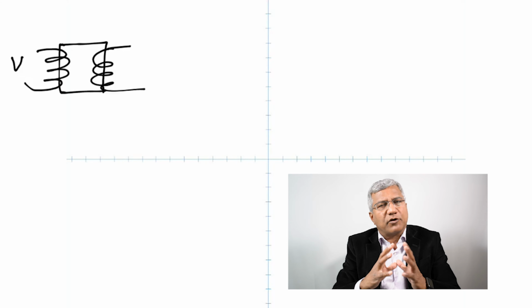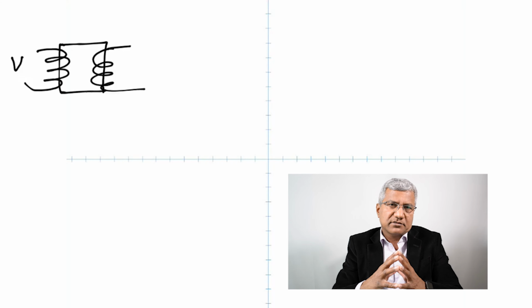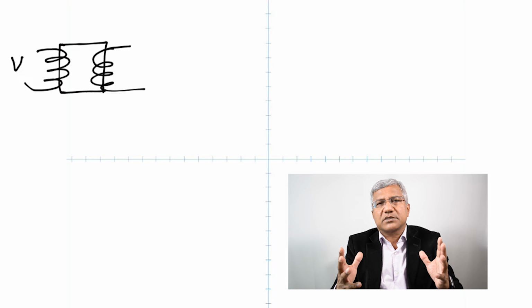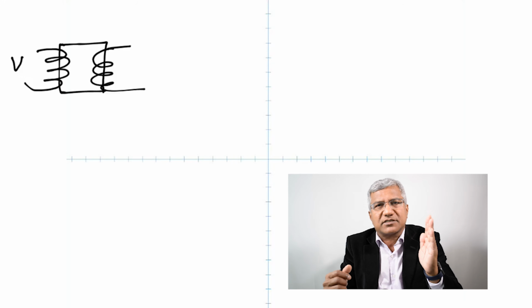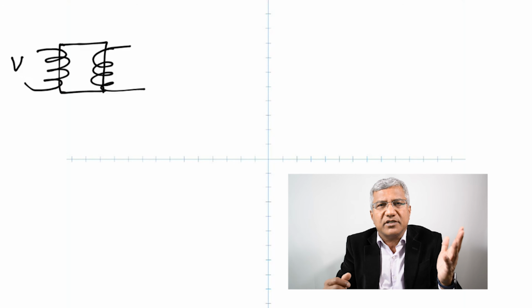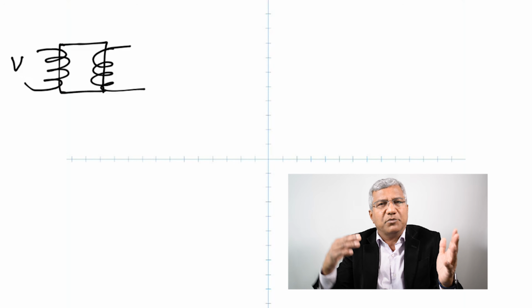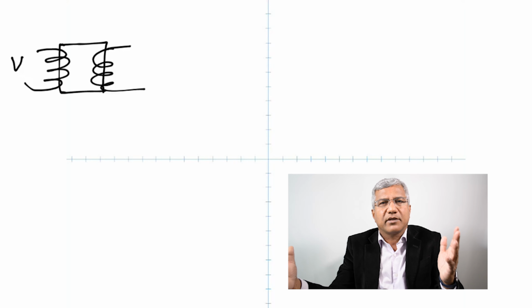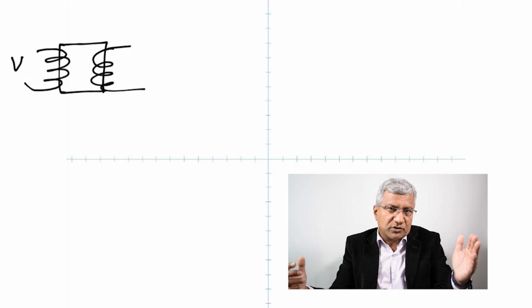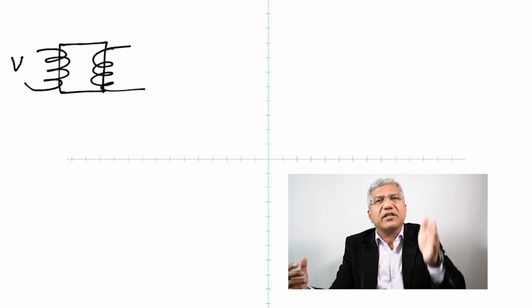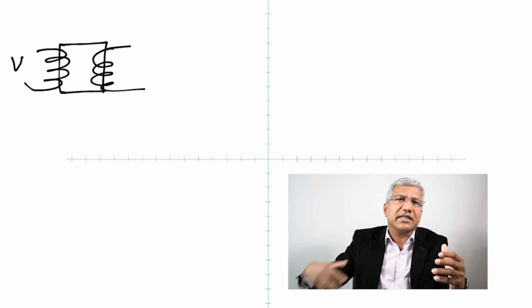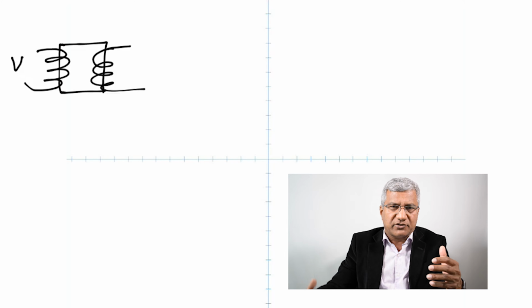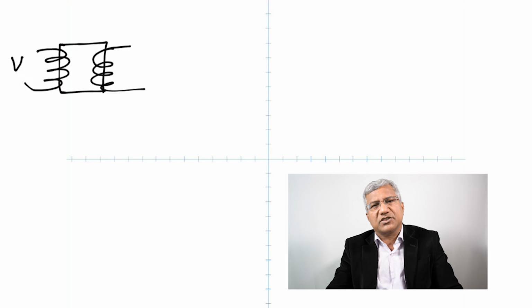And transformers only work on AC. Why? Because if you give DC to the primary, since it's a constant current, the magnetic field is not going to change and there will be nothing on the secondary. But if you give an alternating voltage, then since the alternating voltage is changing continuously on the primary, you will get continuous electromagnetic induction and a voltage on the secondary.